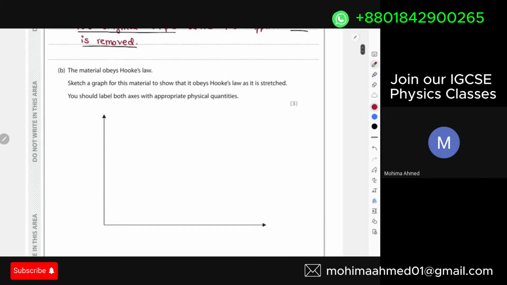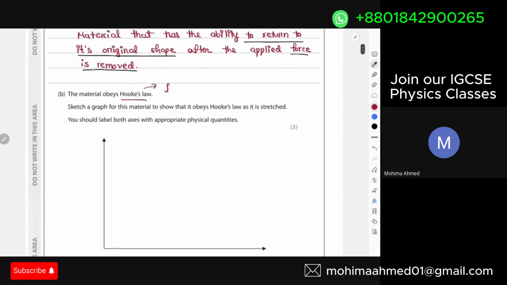It says that the material obeys Hooke's law. Hooke's law means what? That applied force is directly proportional to your extension, right? And if it's directly proportional, that means if I plot a graph, the graph will be a straight line with constant gradient and will pass through the origin. So over here, they're asking you to sketch a graph for this material to show that it obeys Hooke's law as it is stretched.